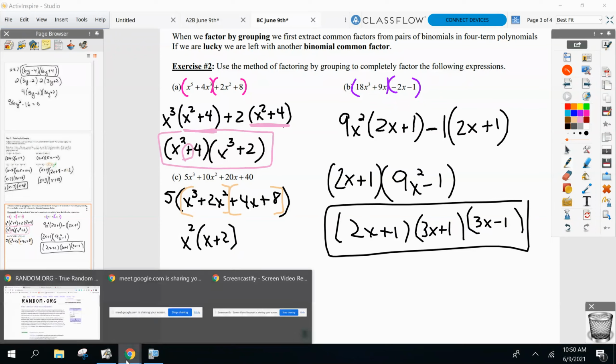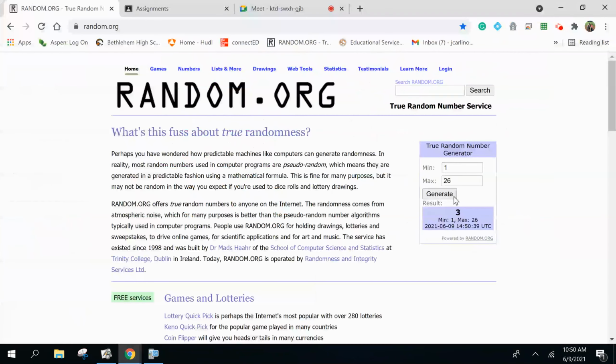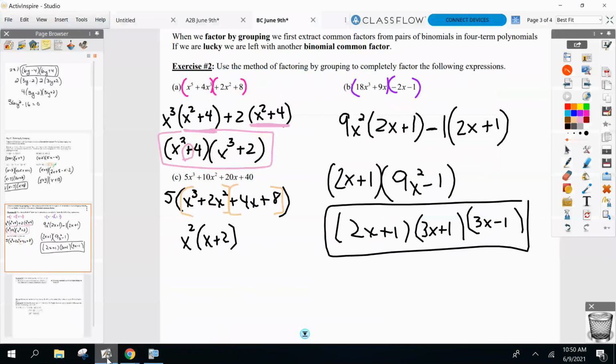What do you want to take out next? Omni, what do you want to take out next? 4. Take a 4. Good call. And what are you left with? X. Great job. Yeah. Hey, x plus 2s, right? But you still have that 5 from before. Don't worry about it.